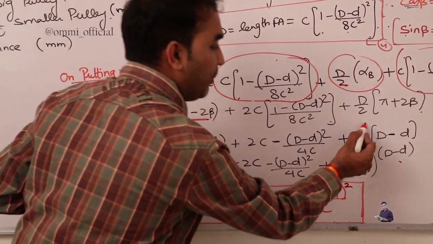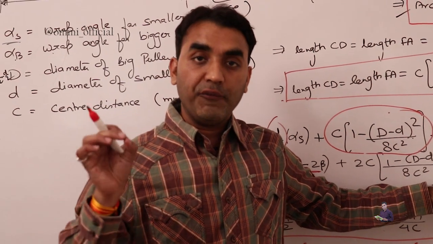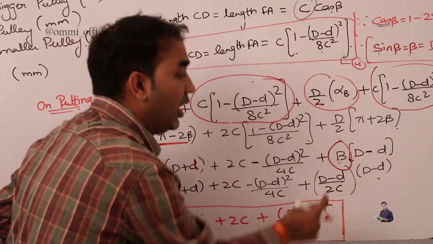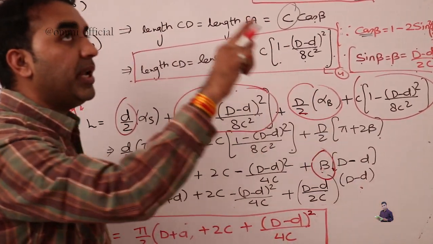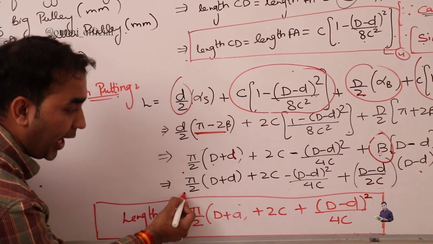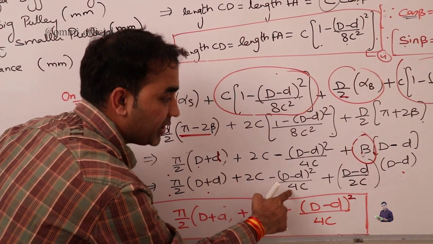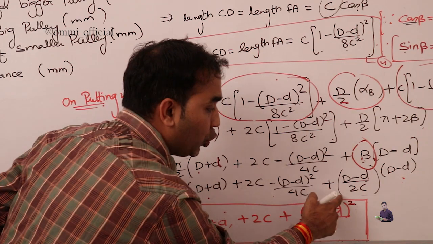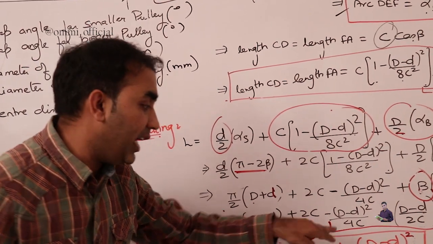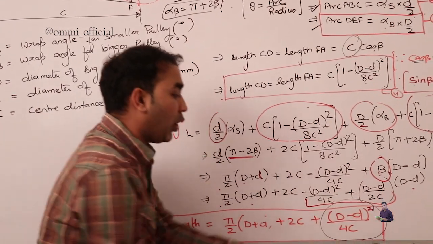But now dear, what is beta? We have to know about the beta. Sin beta is equal to beta, which should be your (D minus d) upon 2C. Putting the value here, (D minus d) and (D minus d) are going to become (D minus d) whole square upon 2C. So we have here pi by 2 (D plus d) plus 2C minus (D minus d) whole square upon 4C plus (D minus d) whole square upon 2C. We are going with the simplification here. The LCM will take place, and it will give you the resultant desired effect, that is (D minus d) whole square upon 4C.